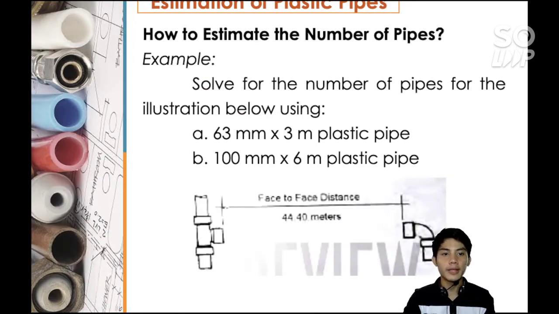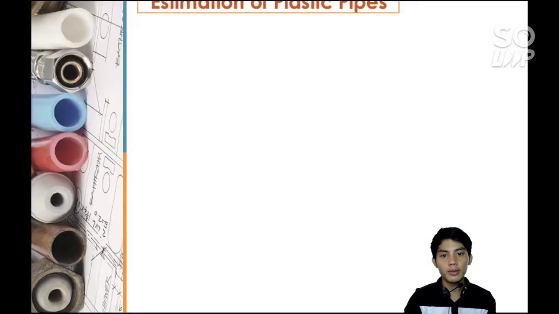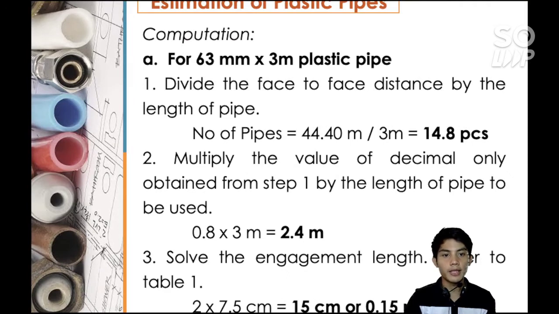How to estimate the number of pipes? We have here an example. For the number of pipes for this illustration below, using 63 millimeter by 3 meter plastic pipe and 100 millimeter by 6 meter plastic pipe. This is the face-to-face distance, which is 44.40 meters. For the first example, for the 63 millimeter by 3 meter plastic pipe, divide the face-to-face distance by the length of pipe. So 44.40 meters divided by 3 meters. This is the effective length of the pipe. That equals 14.8 pieces. Since there is a remainder, we multiply that by the length of pipe, so we get 2.4 meters.